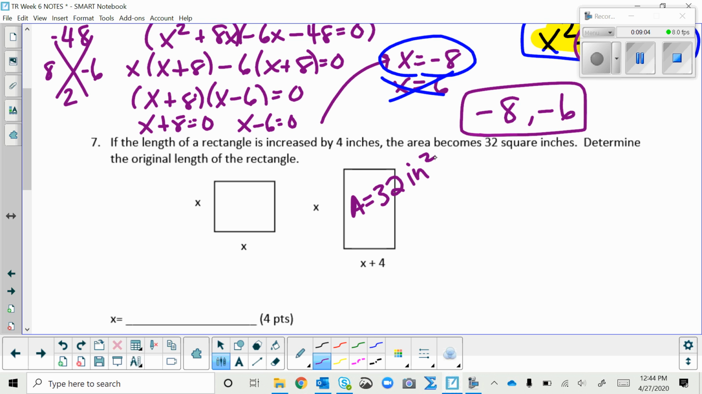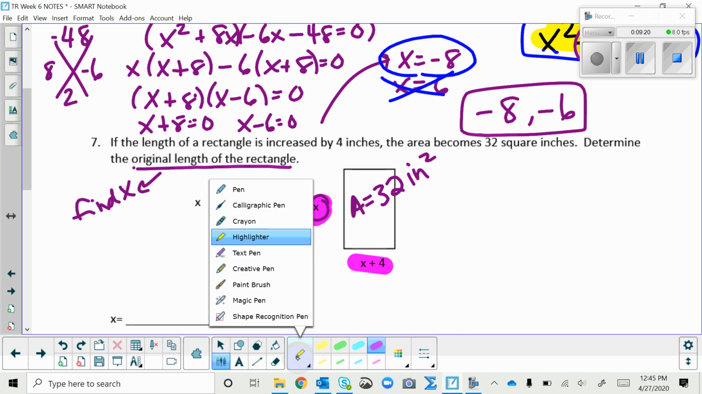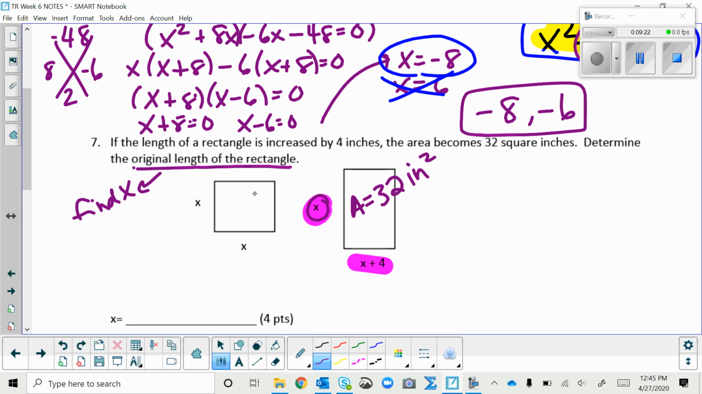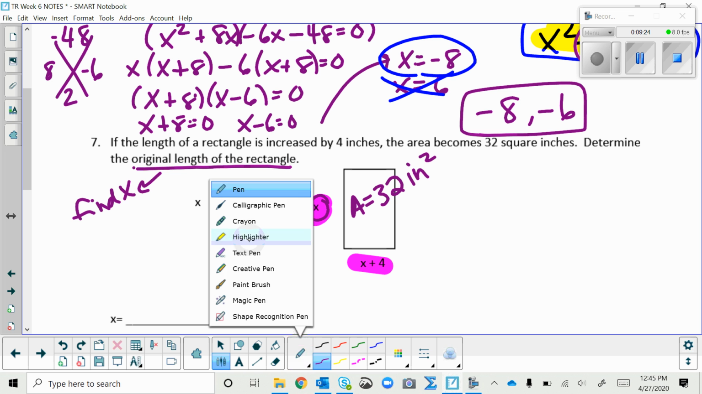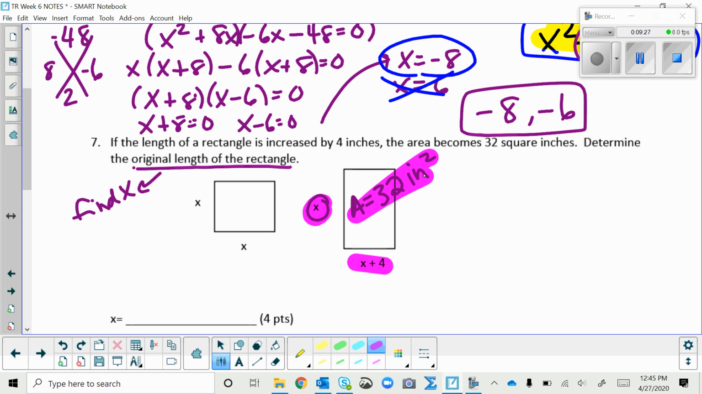Determine the original length of the rectangle. x is the original length. So it's basically the same thing as asking me to find x. Right? So I've got these two sides, x and x plus 4. How does that information relate to each other? Well, I also know that the area is 32. So area means you take these two things and multiply them together.